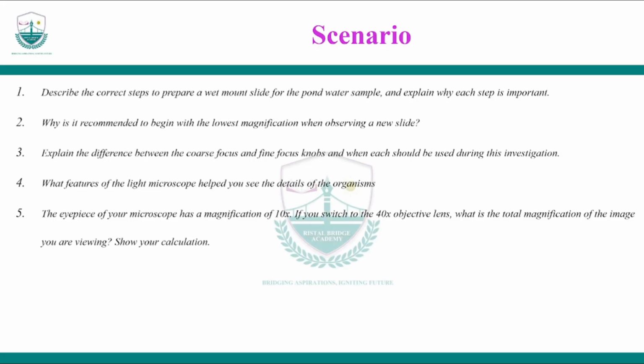So describe the correct steps for preparing a wet mount slide for the pond water sample and explain why each step is important. Why is it recommended to begin with the lowest magnification when observing a new slide? Explain the difference between coarse focus and fine focus knobs and when it should be used during the investigation. What features of the light microscope help you see the details of the organisms?